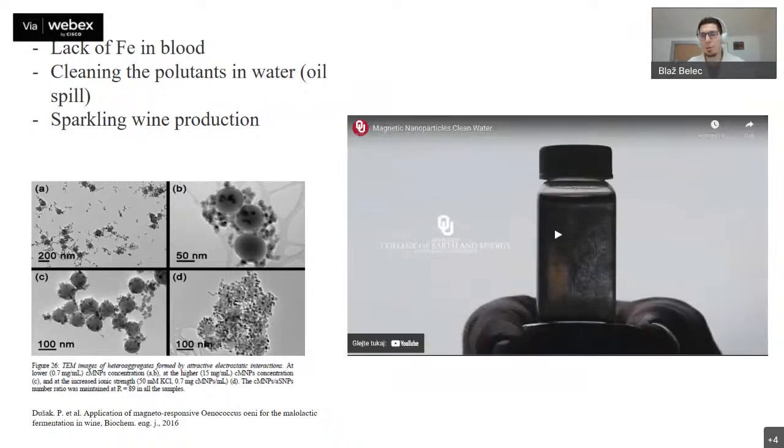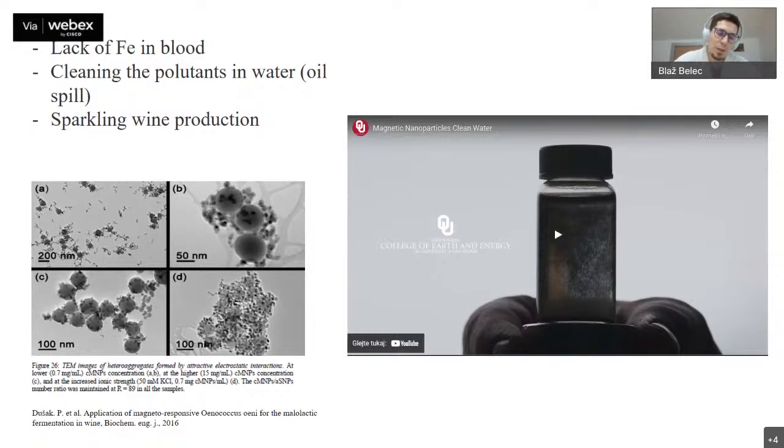Then the iron oxide nanoparticles have been used for many years in pharmacy for the treatment of iron deficiency in blood. Anyone who has come across anemia, which is a lack of iron, usually the doctors gave you pills or intravenous, so IV, directly into your veins. They pump you with iron liquid.